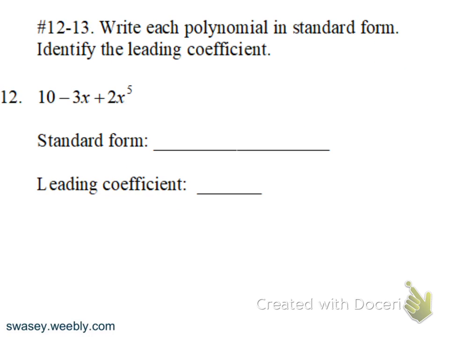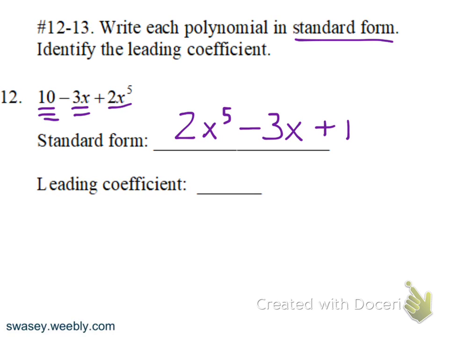Now we're going to write it in standard form. That's also called descending order. So the highest exponent comes first. So this term needs to be first, then this one, and then the constant will be at the end. Leading coefficient is the coefficient when it's in standard form, the first coefficient. So leading coefficient here is 2.